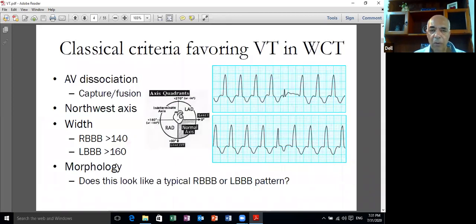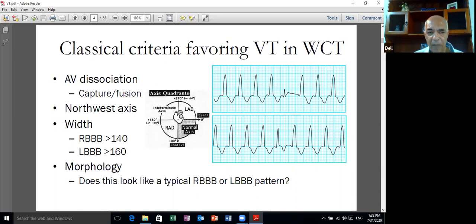Now, what are the main differentiating points between supraventricular tachycardia and ventricular tachycardia? AV dissociation has a specificity of almost 100%. A specificity of 100% means that the false positive result is zero. It is difficult to see because its sensitivity is only 10%.